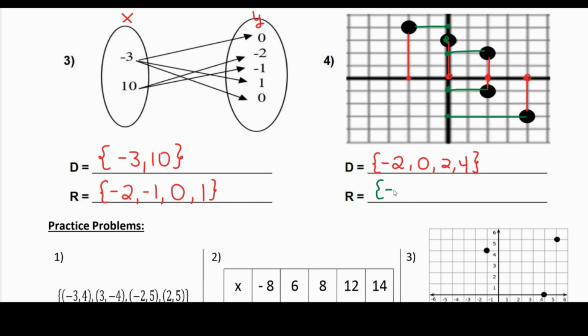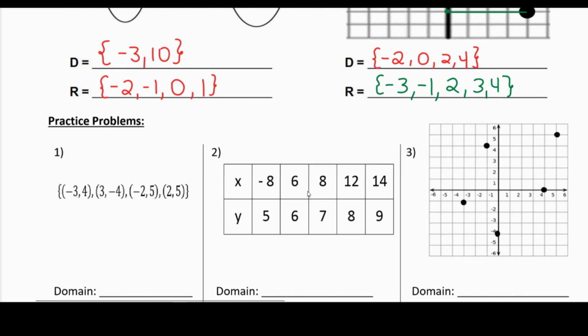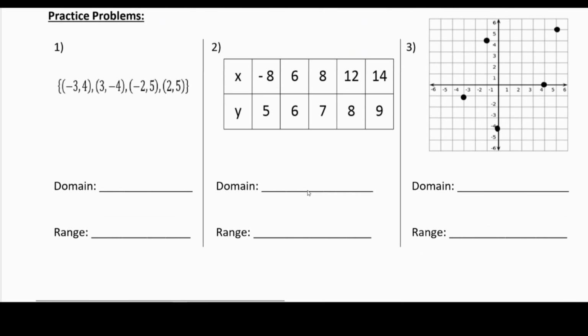So let's write that down. Negative 3, negative 1, 2, 3, and 4. So there you go. These are the values for my domain and range. So now, go ahead and stop the video, try these 3 problems, and once you have done it, turn on the video again to see your answers and make sure you did it correctly.